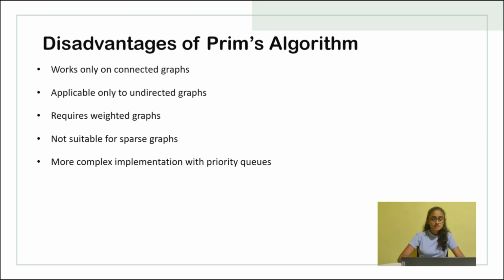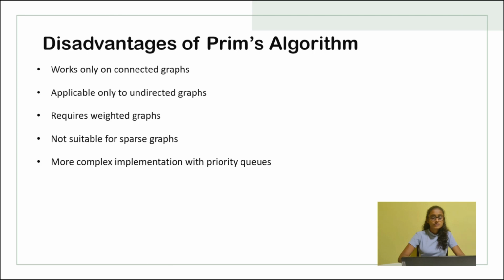Let's move to disadvantages of Prim's algorithm. First one, works only on connected graph. If the graph is disconnected, Prim's algorithm cannot generate a minimum spanning tree. Next one, applicable only to undirected graph. Cannot be used for directed graphs. Third one, requires weighted graph. Without edge weights, the algorithm is meaningless.